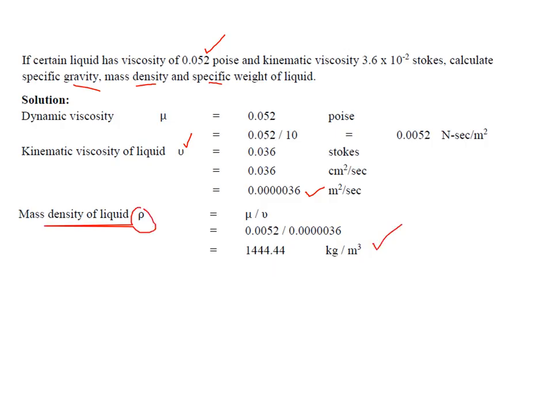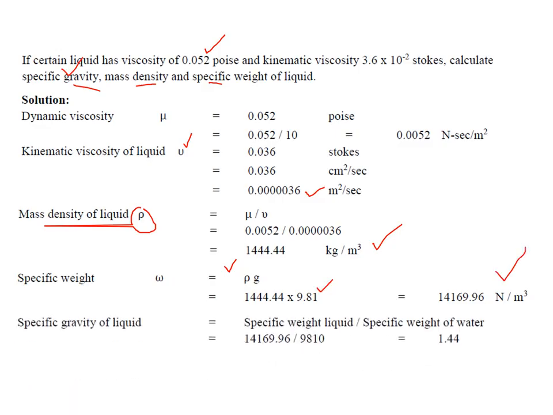If I divide this by 1000, that is, mass density of liquid divided by mass density of water, I'll get specific gravity. Before that, if I want to find out specific weight, I can take rho and multiply by g. So I have multiplied by g, which gives 14169.96 Newton per meter cube.